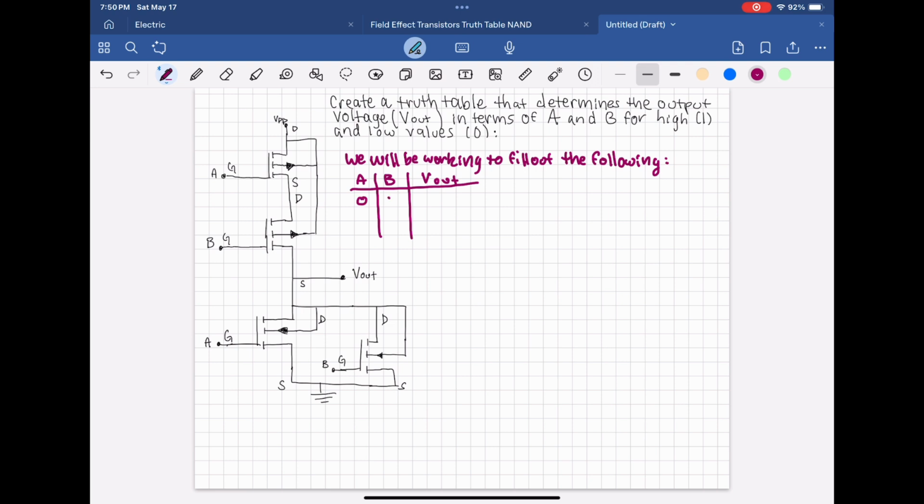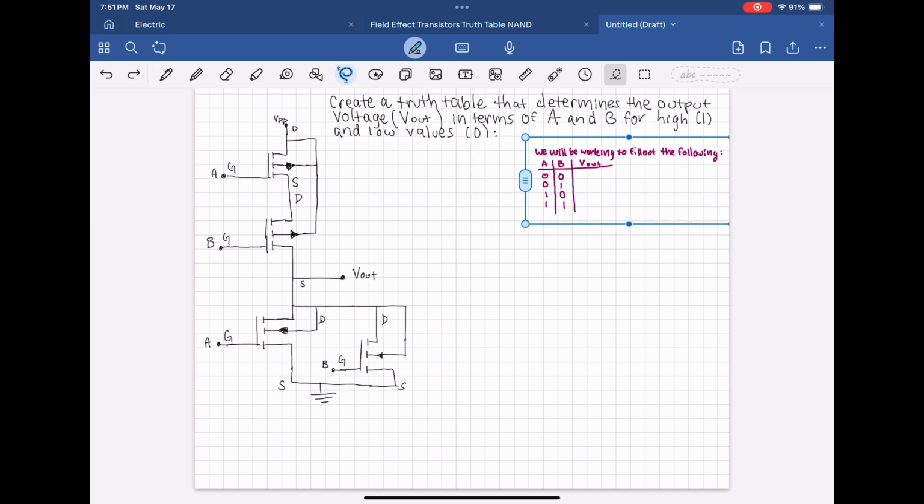Because we're using binary logic, we have to think of 4 scenarios for Vout. When A and B are both 0, when A is 0 and B is 1, when A is 1 and B is 0, and when A is 1 and B is 1. And we're going to be looking at the circuit, looking at the N channels, the P channels, whether or not they're in series or parallel, all that jazz, to determine what we can expect the output to be based on what A and B are going into. Just for a little more background information on these transistors.